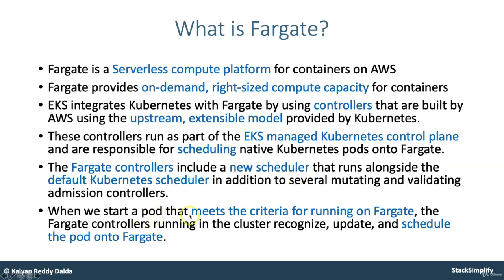So when we start a pod that meets the criteria for running on Fargate, the Fargate controllers running in the cluster recognize, update, and then schedule the pods on Fargate. So that's about Fargate on a very high level. But the key point in this slide is we are going to have Fargate controllers inside our EKS managed control plane, which is built using the upstream extensible model provided by Kubernetes for scheduling the pods on Fargate. So that's the key point here.